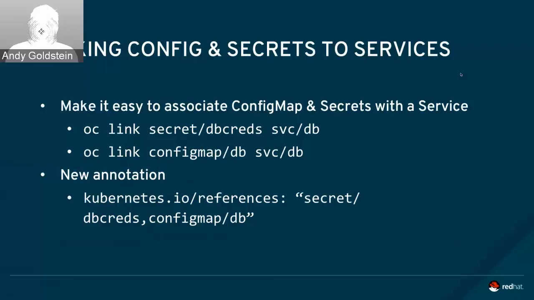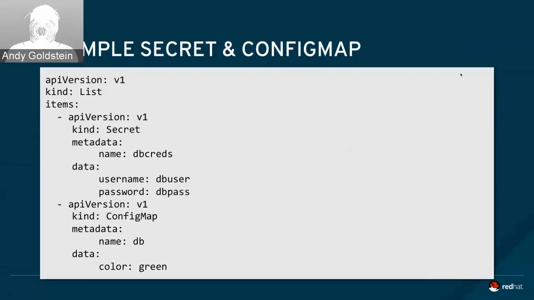So one thing that we're proposing is being able to link configuration details and secrets to a service. And the proposed command that we have is oc link. And so I have two examples here where I'm saying, I would like to link a DB cred secret to my DB service, and I would like to link a DB config map to my DB service. And what this will do is add a new annotation that contains a list of the referenced items. And this is just a proposal for right now. It's a lot easier to prototype with annotations than it is to modify the API. And maybe one day, assuming this is accepted, we would get this to evolve to an actual field on the service itself. So here's an example secret and config map item.